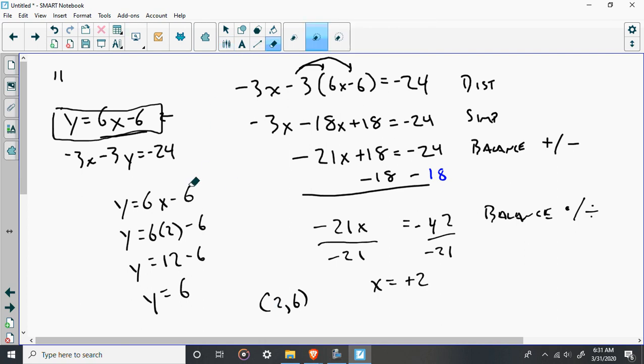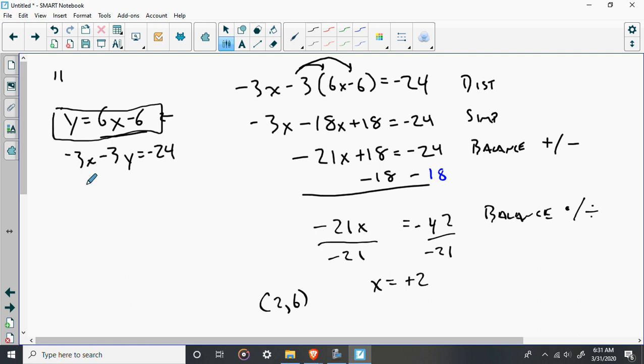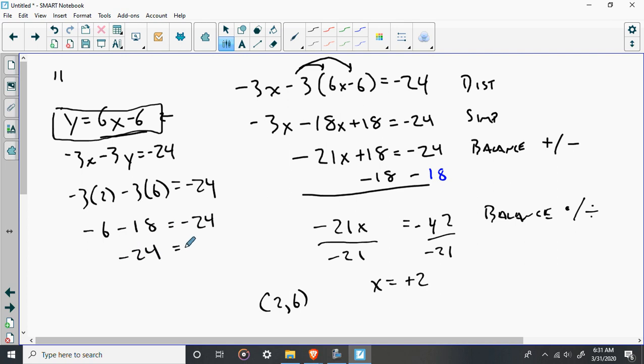If you want to check your answers, right? So if you had put in negative 2 and gotten the problem wrong, you're going to plug them in right here. Plug them into the other one. So we're going to plug in, this will be negative 3 times 2 minus 3 times 6, and hopefully that equals negative 24. Okay? Negative 3 times 2 is negative 6. Negative 3 times 6 is negative 18. And negative 6 minus 18 is indeed negative 24. Okay, so if those two numbers are equal, you will know that your answer is correct.